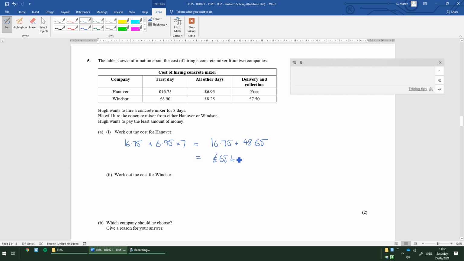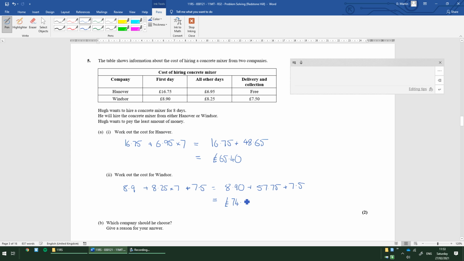For Windsor, it's £8.90 for the first day. And then we've got £8.25 for the next 7. And then we've got to add that delivery fee on of £7.50. So it's £8.90 to begin with. £8.25 times 7, using the calculator here, gives me £57.75. And then that's £7.50 delivery and collection added on at the end. So we add all those up, £8.90 plus £57.75 plus £7.50 gives us a total of £74.15.